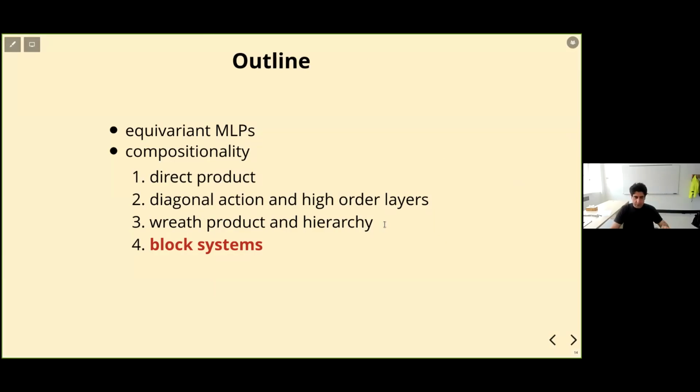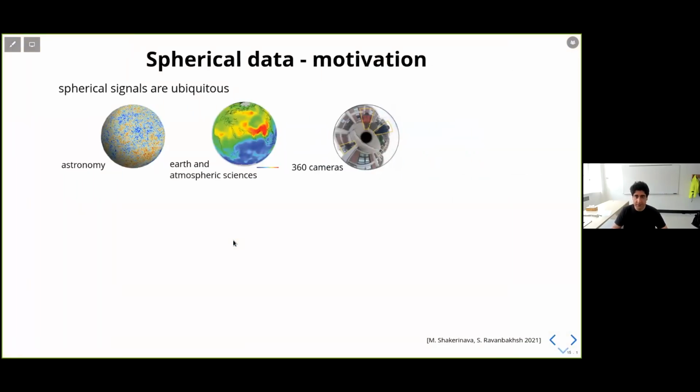Okay, so the final type of composition that I look at is the block system. This is a generalization of hierarchy, but I'll look at it in the context of one particular application. So this application is spherical data. It's very motivated in physics and astronomy, in earth and atmospheric sciences. You look at climate data, or you look at the images from an omnidirectional camera. We have a spherical sequence.